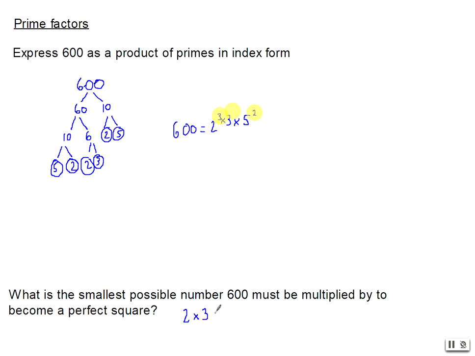So what we do with that 2 and 3 is we multiply them, and we say that we need to multiply our number by 6. And then what that would create is 3600, which is the answer when you do 60 times 60, which is a square number.